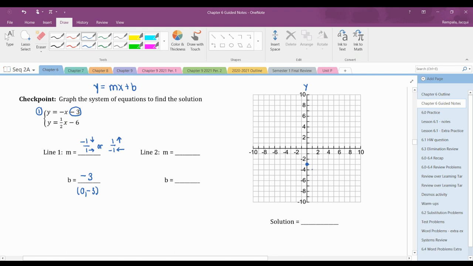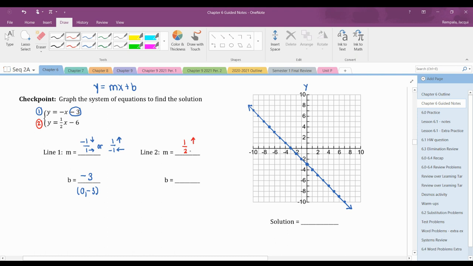I can go down 1 and then 1 to the right. That would be these points. Or from that point of negative 3, I could go up 1, but then I'd have to go 1 to the left. Once again, the more points you have, the more accurate your graph will actually look. So if I connect all of those points, there's my first line.